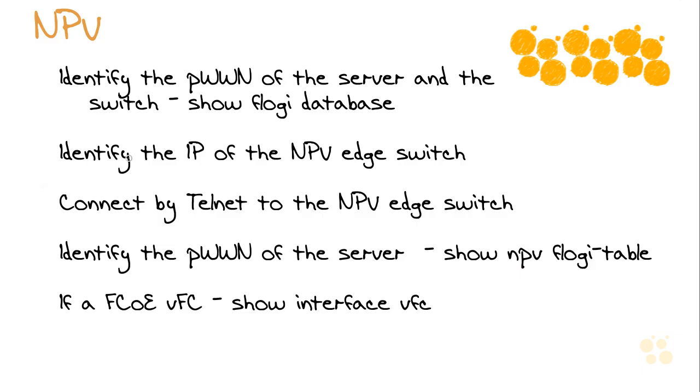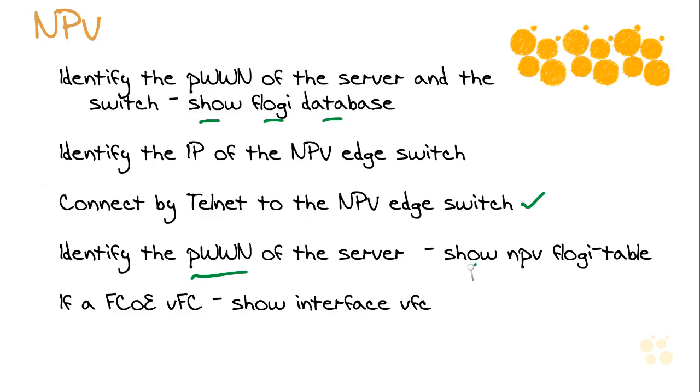First, identify the port worldwide name of the server and the corresponding switch to which it's attached. We would obviously use show FLOGI database in order to do this. Next, identify the IP address of the NPV edge switch. You could use show FCNS database NPV in order to obtain that information. Then connect by telnet to the NPV edge switch, and then identify the port worldwide name of the server with show NPV FLOGI table.